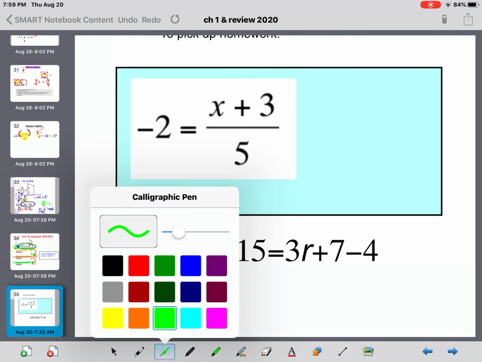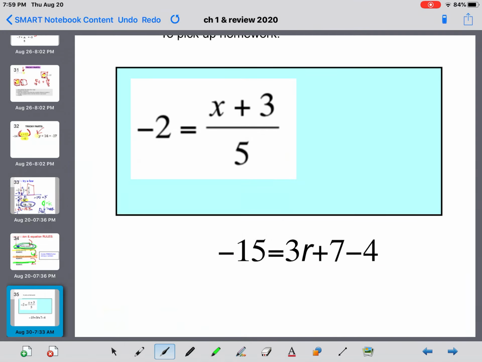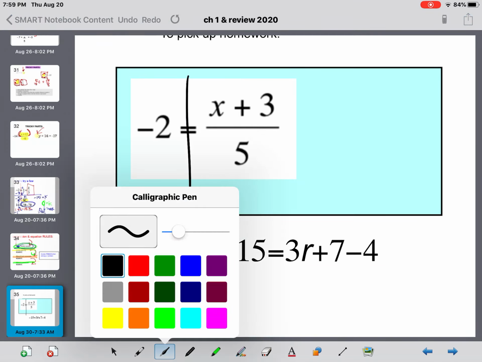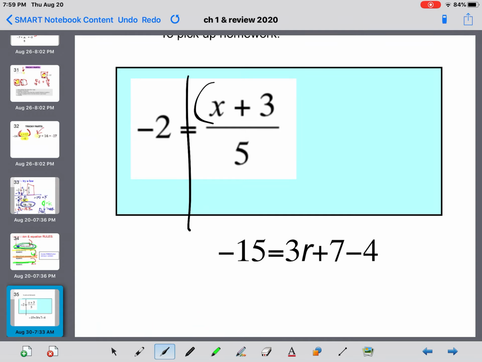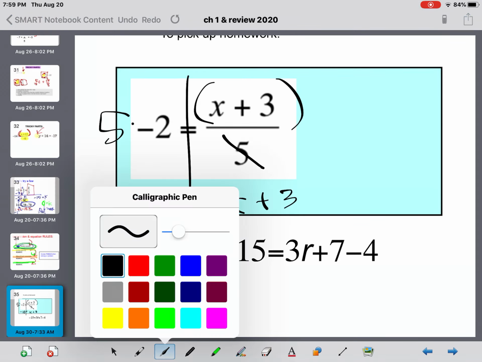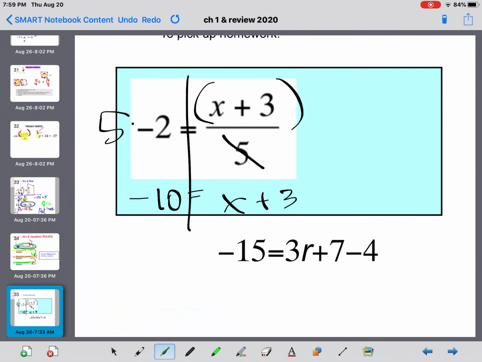Here's how this problem should be solved. Draw the line. This has parentheses. Opposite of divide is multiply. Negative 10 equals x plus 3. The opposite of plus 3 is minus 3. This one should be negative 13 equals x.